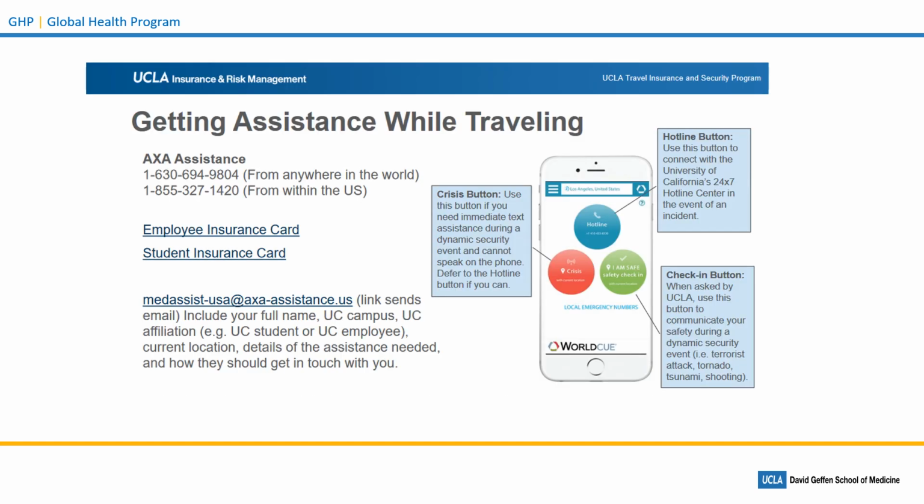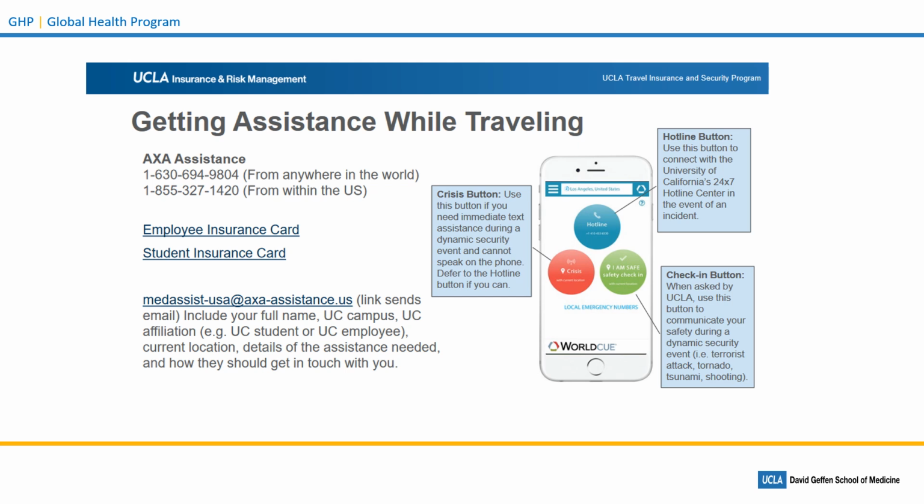This shows you the different ways of reaching the Chubb AXA travel insurance program. Of course, there are the numbers, and you can call from outside the US or within the US. You'll have your insurance card, and there's actually also an email that you can email them at. And on the right hand side is what the interface with the WorldQ app looks like.